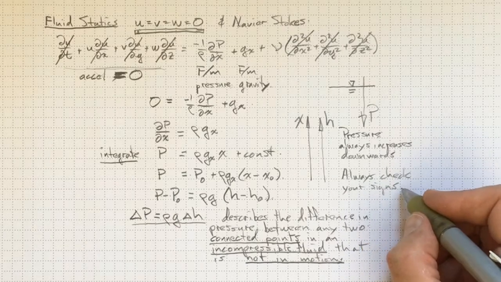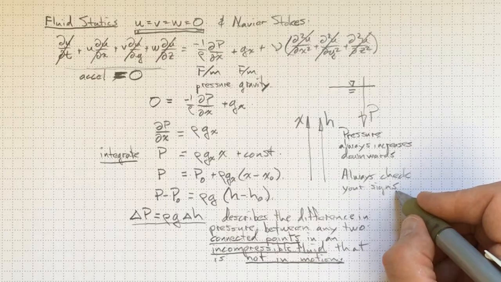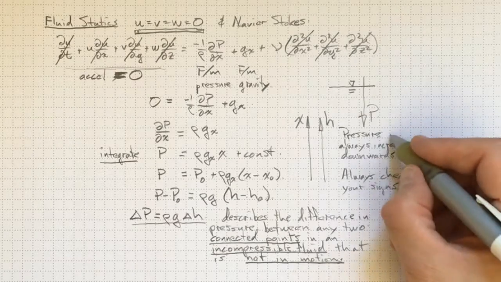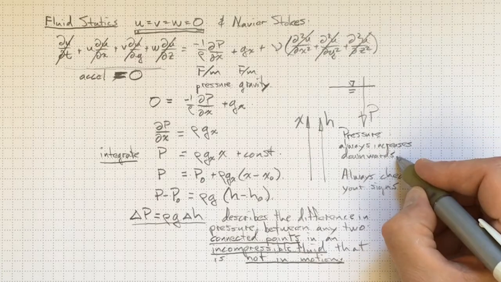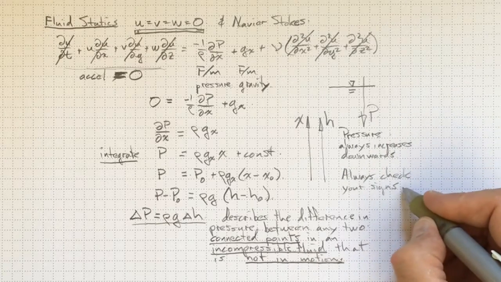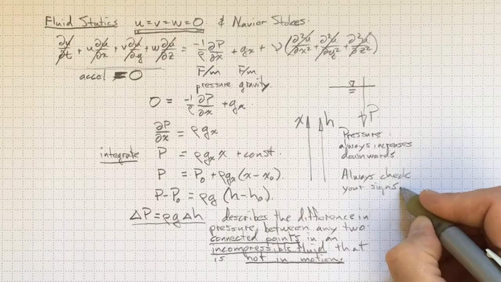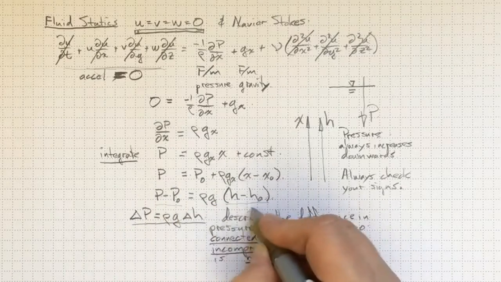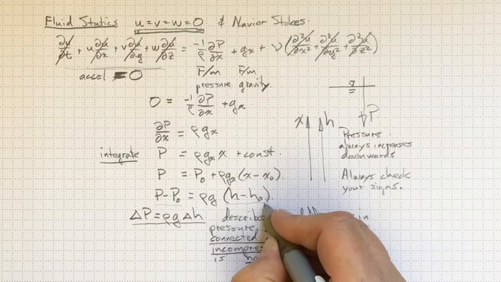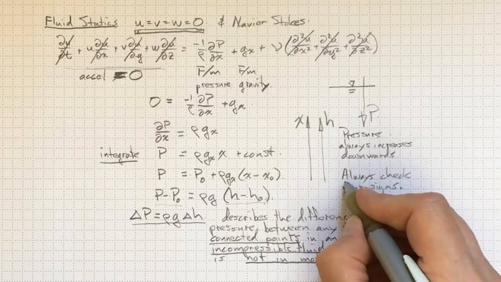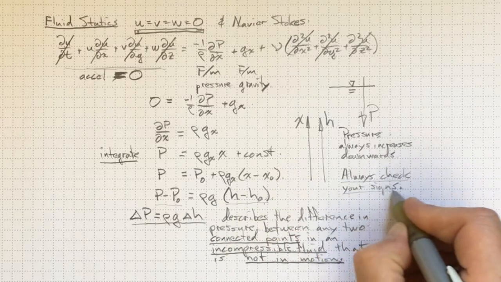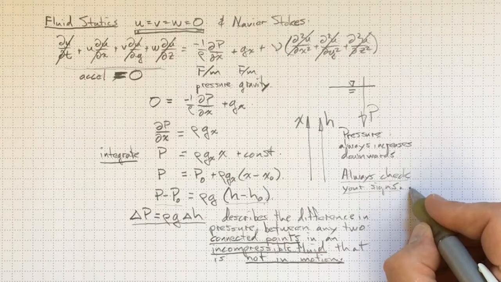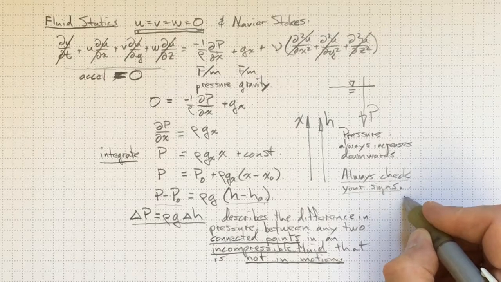We all know that the pressure is higher on the bottom of a swimming pool than it is out in the air above the swimming pool. So we know that pressure increases as we go downwards in a fluid like water. We will inevitably make sign errors if we try to keep track of differences in height and differences in pressure with signs attached to them. So when you're solving paper problems, always check your signs. Make sure that whenever you see a pressure difference, the pressure difference is going in the right direction.